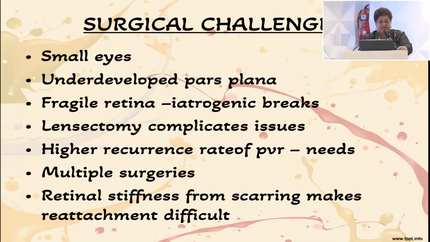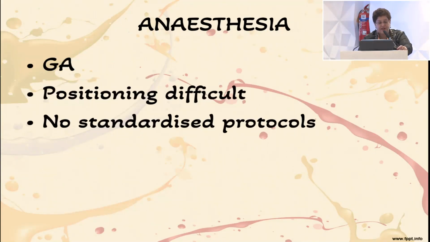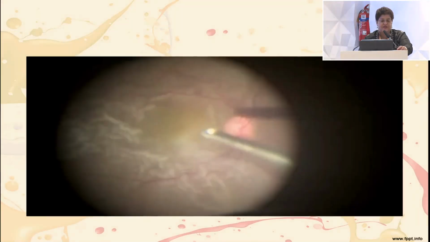Higher recurrence rates of PVR need multiple surgeries at times. The retinal stiffness from scarring makes the reattachments very difficult. Problems are of anesthesia because these have to be under GA. Positioning is very difficult because they won't listen to you, and no standardized protocols are there.